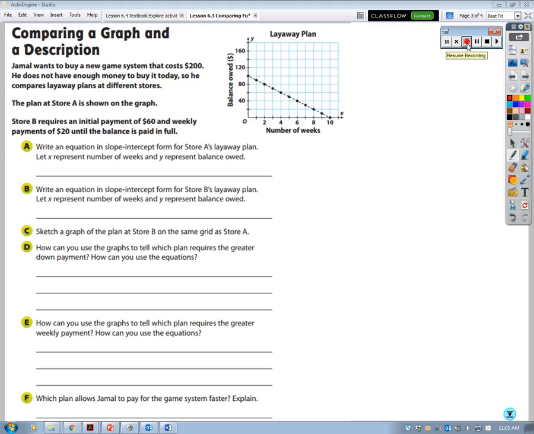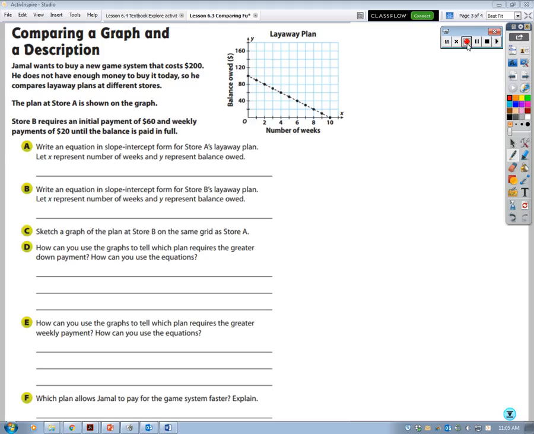Okay, Math 8 students, we are continuing on with lesson 3.6, comparing functions. And what we're going to do now is go over a little additional practice. This is bonus. You don't have to do it. It's not required. But if you do want some more practice in a little bit more challenging scenario, this is something you might want to watch.